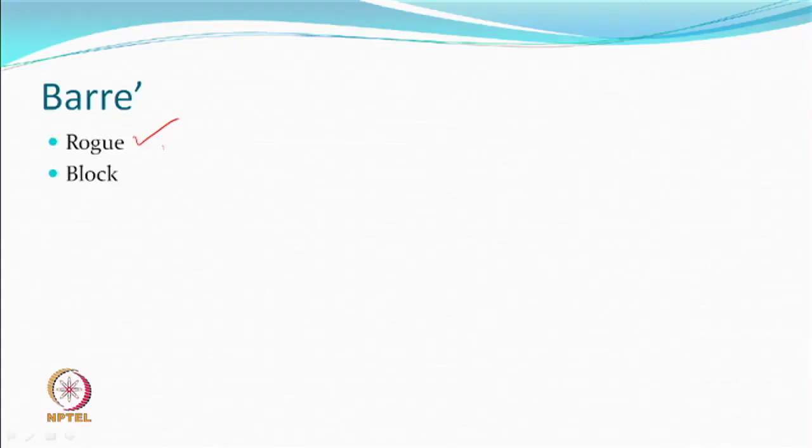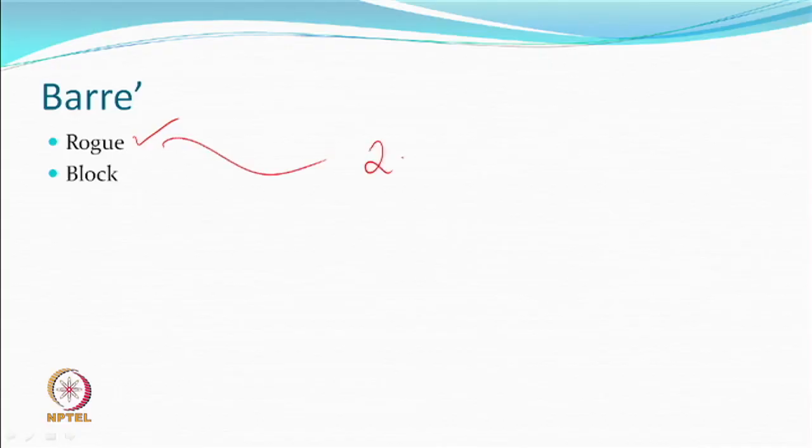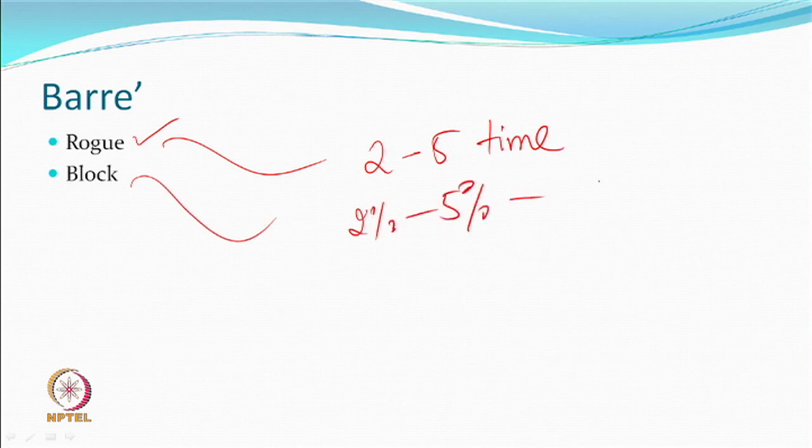The other is called a block Barre. Block means if a block of yarns with a different dye uptake come together, then they are visible. If they are individually lying anywhere, then it is very difficult from the naked eye to find a difference in dye uptake. The difference will be 2 to 5%. You see, here you were talking about 2 to 5 times. Here we are talking about a difference of 2% to 5% in the dye. So, 2% difference, it is not 2% shade, it is a 2% difference in the shade. So, with the naked eye you will not be able to find.